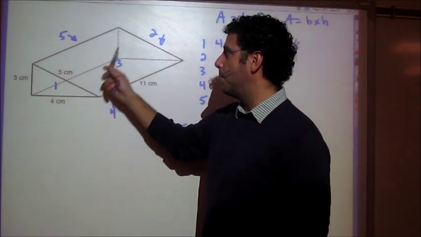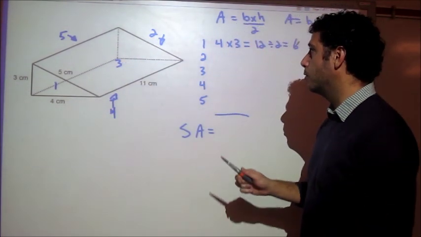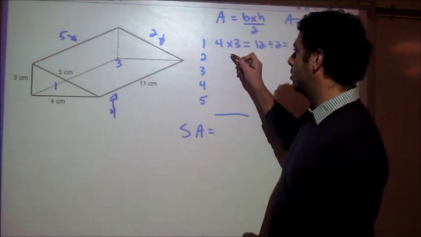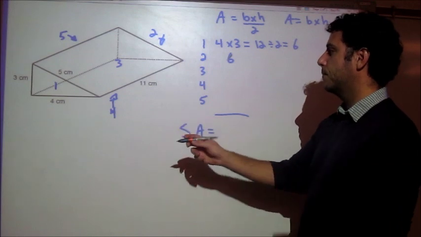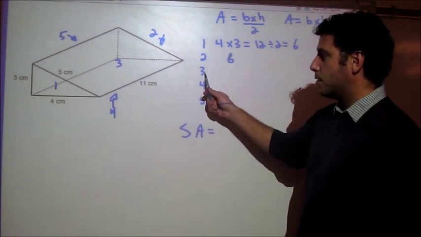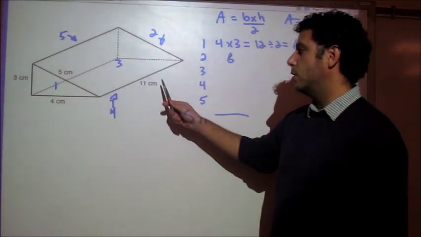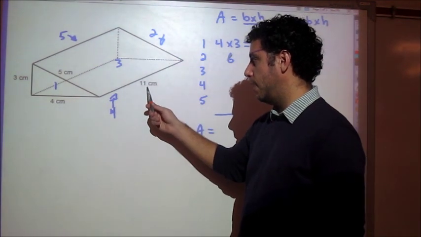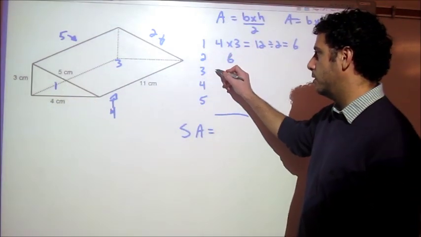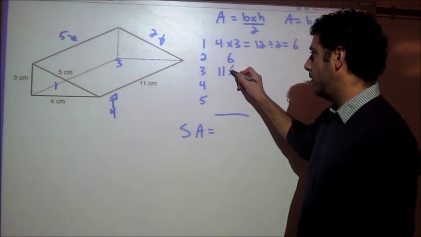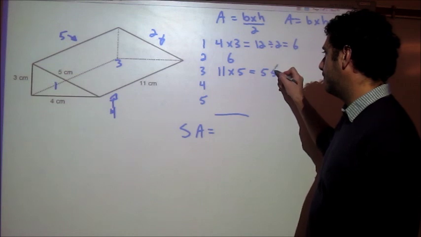Now if you look closely, these are the bases of this prism. So these 2 faces will be congruent. So 6, we can just put that here for face 2. Okay, face 3 is a rectangle. So in order to calculate the area of a rectangle, we're going to look at the base of that rectangle, which would be 11, and the height of that rectangle, which is 5. So just be careful with your dimensions that you're using the right ones. 11 times 5, which will be 55.